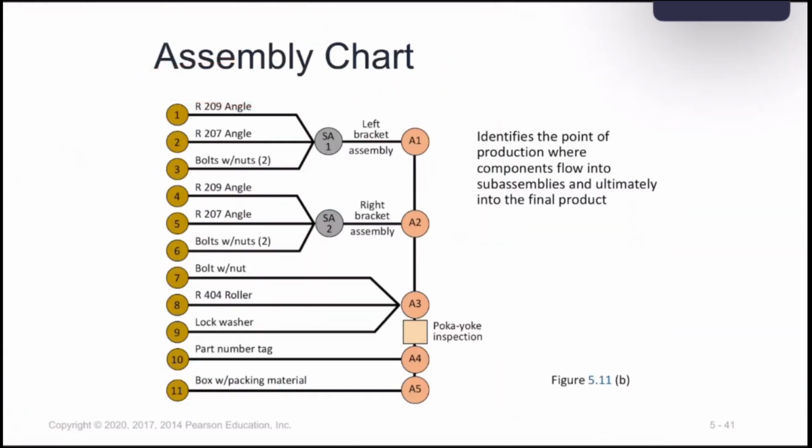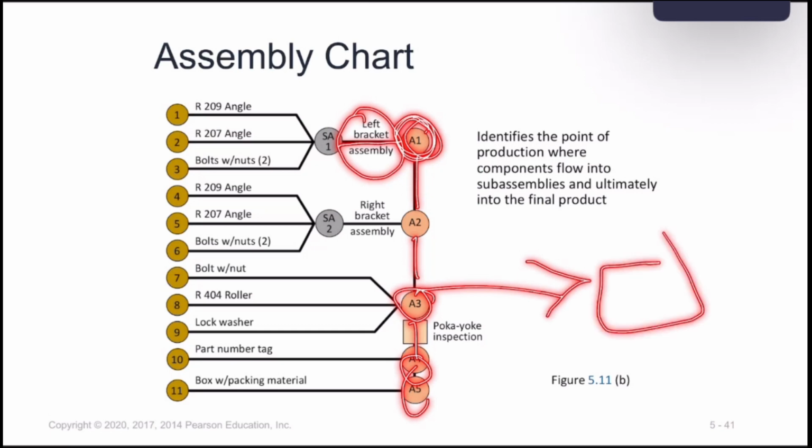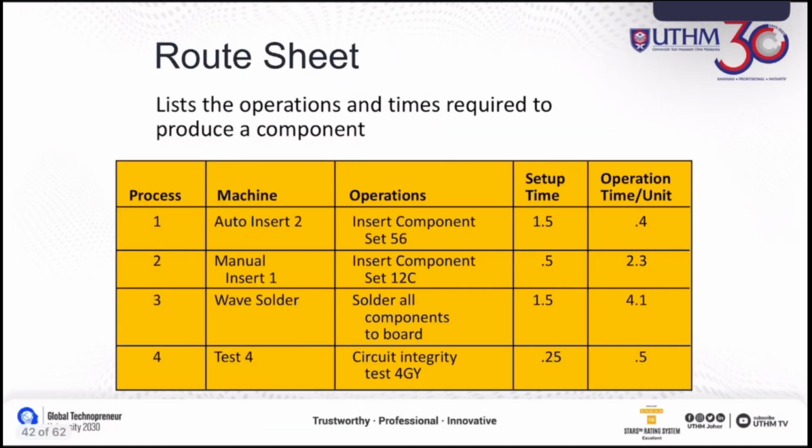Assemble chart is to identify the point of production where components flow into sub-assembly and ultimately into the final productions. So they want to identify the point of component after they assemble certain product. So this is what we call as the first sub-assembly. And then they assemble again. So this is another assembly. And then they will assemble all of this assembly and then make it into one finished product.